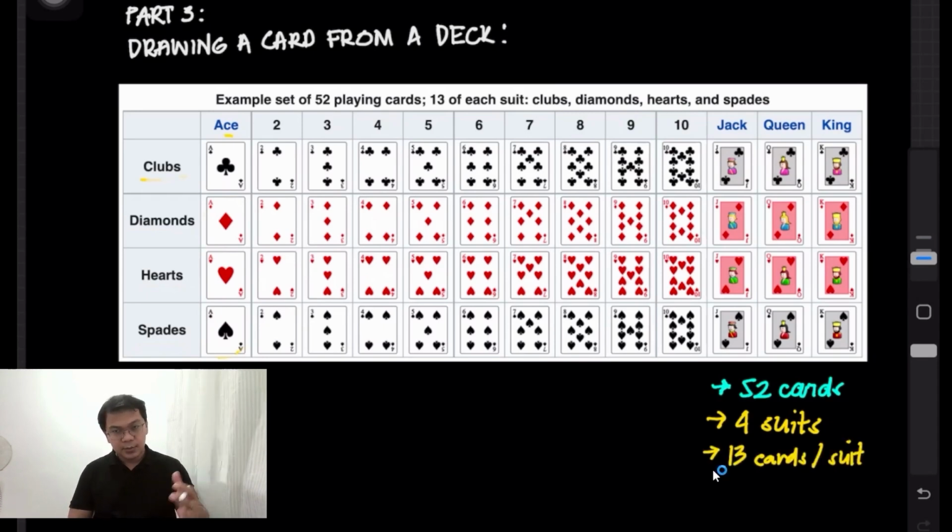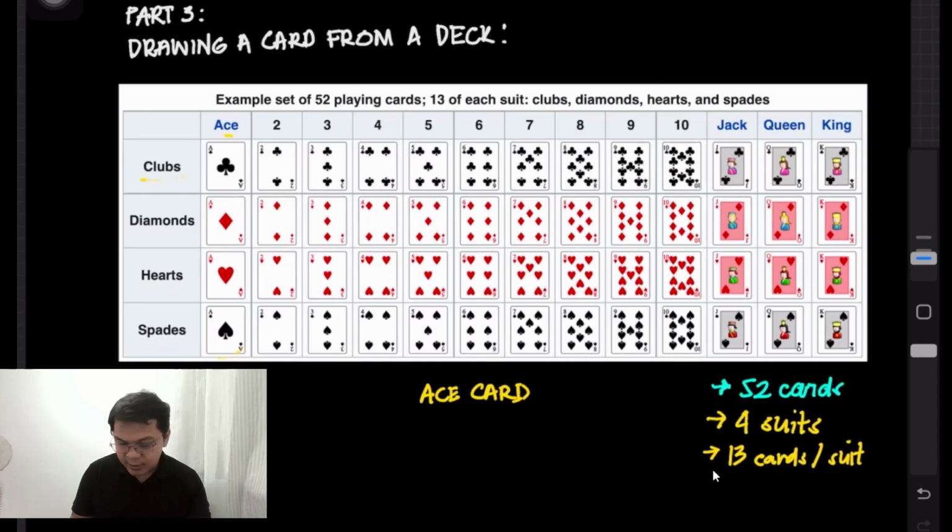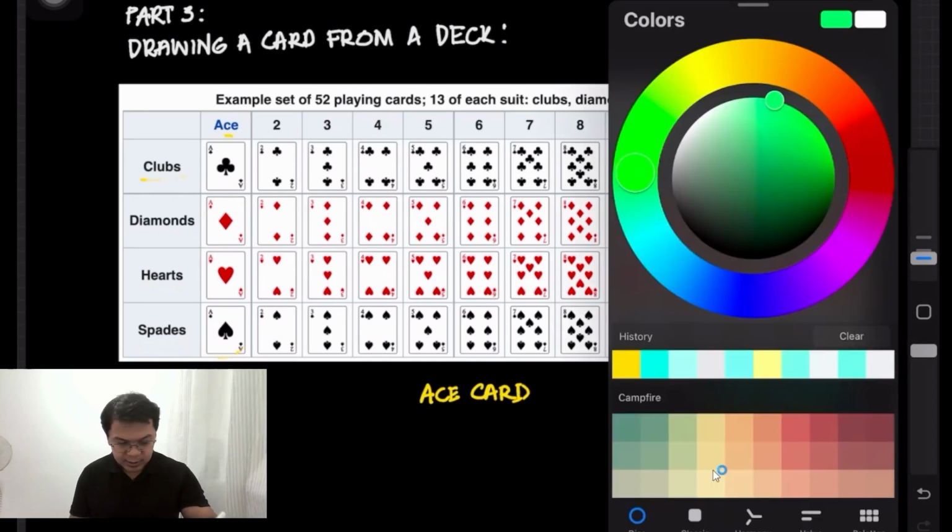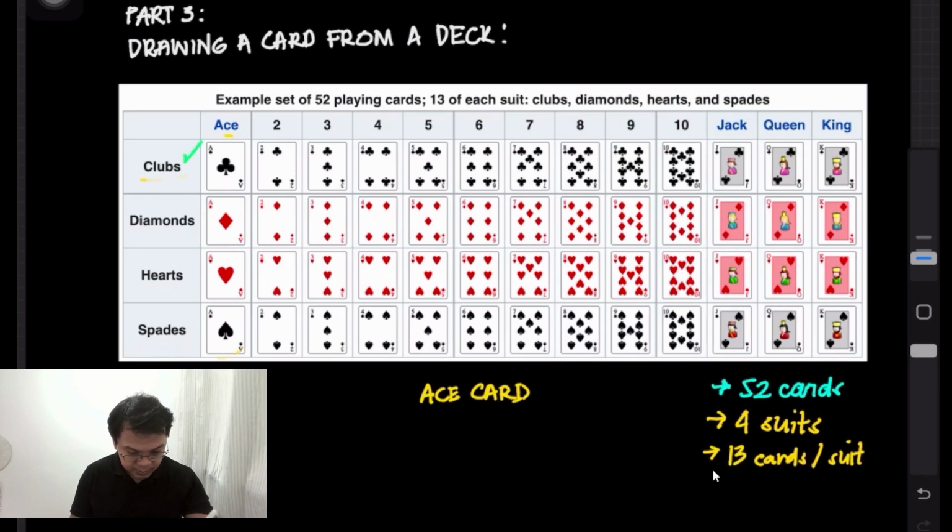Let's see what we can utilize in order to calculate the probability of drawing a card from a deck. Let's say, for example, we are going to draw an ace card. So what is an ace card? An ace card is the one that's labeled A. So these are the ace cards.